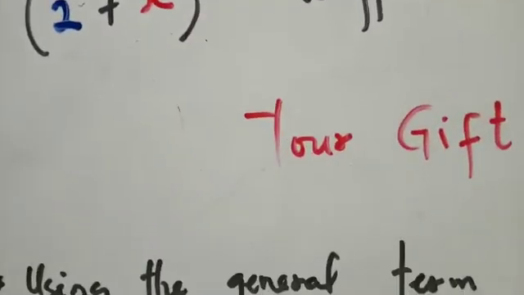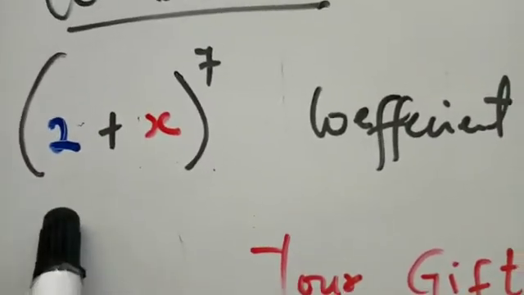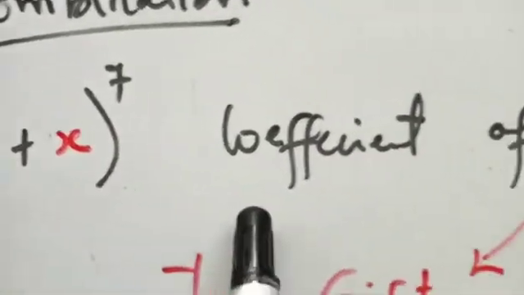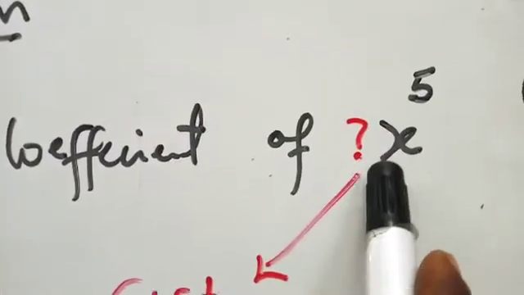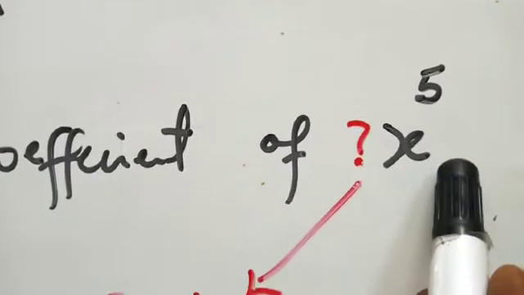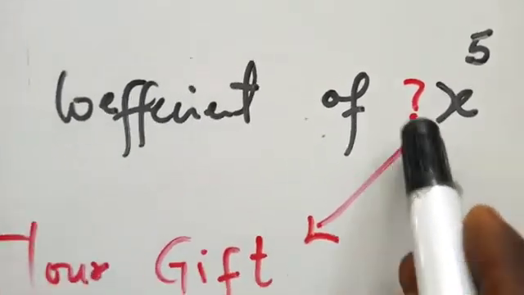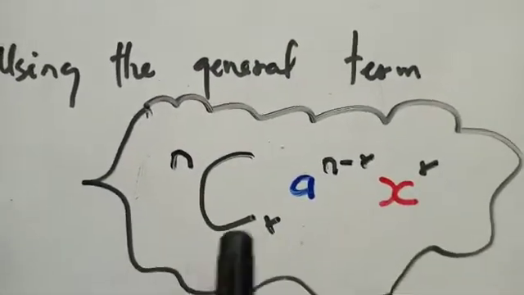Let's see how we can use the tool using this question. What is the question that we have? You have (2 plus s) exponent 7, and they say you should find the coefficient of s exponent 5. So this was the 5th guy in the competition, and we want to determine his prize. So this is what we are going to use. We are going to use this guy here.